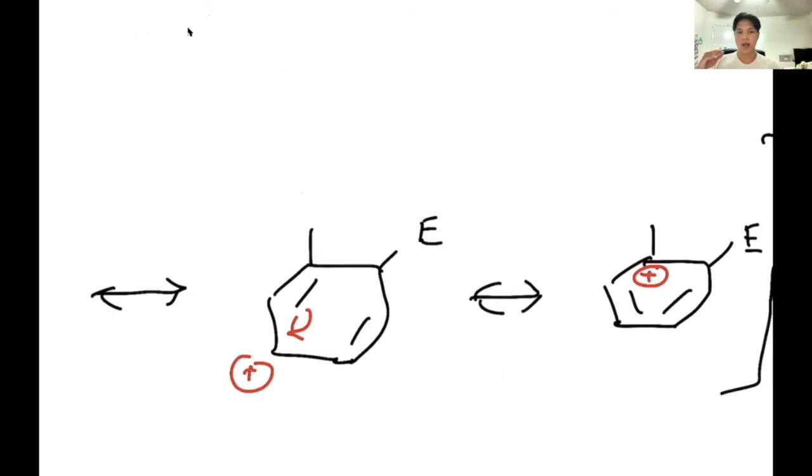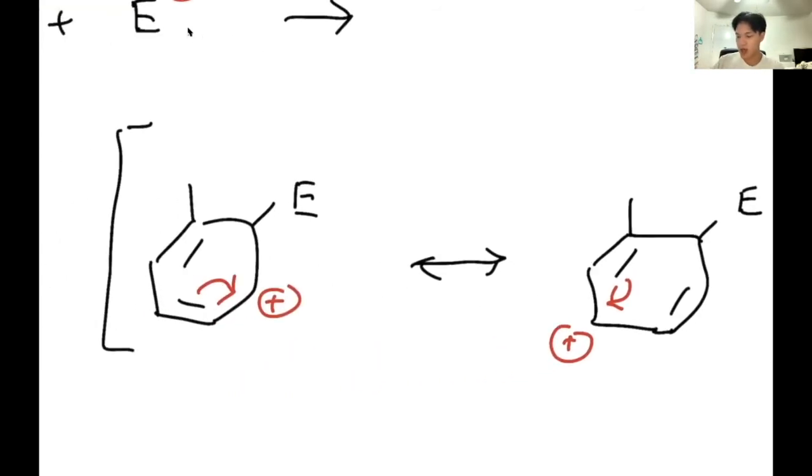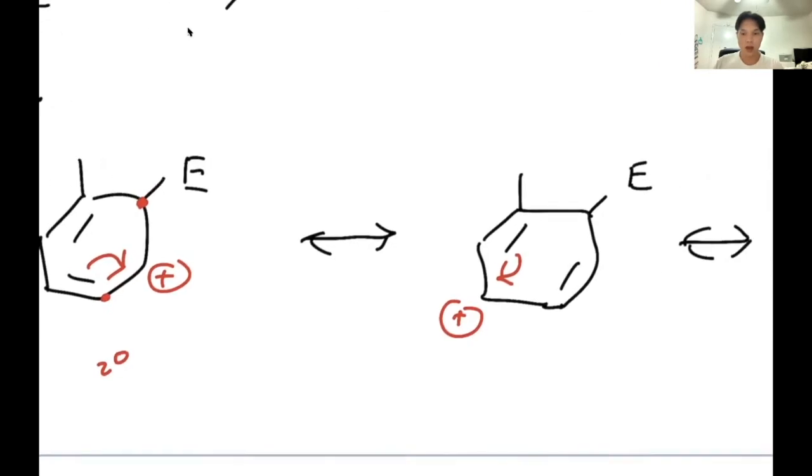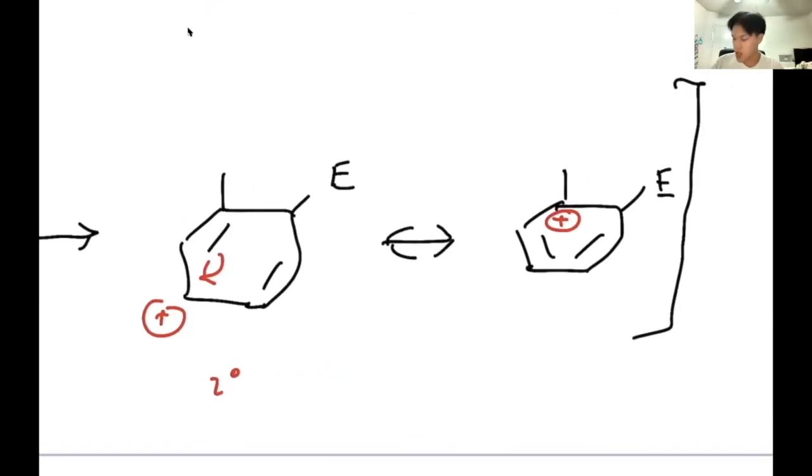So let's classify these carbocations, okay? So what type of carbocation is this first one? Well, I see 2 carbons here, so this is a secondary. Pretty good. What about this one? This is also a secondary carbocation, right? There's 2 groups. And then what about this one? This one has 1, 2, 3, so this is a tertiary carbocation.